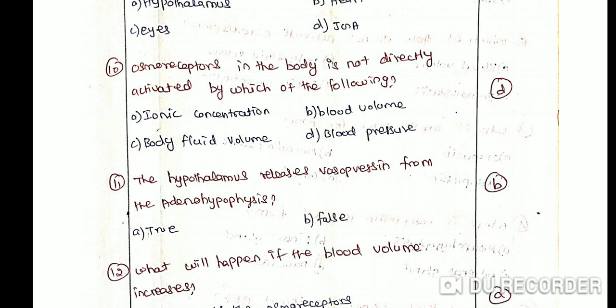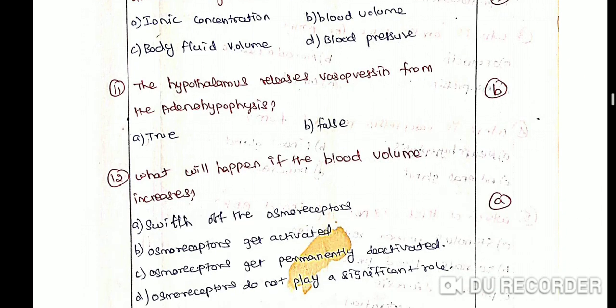Next question. Osmoreceptors in the body are not directly activated by which of the following? Option A ionic concentration, option B blood volume, option C body fluid volume, option D blood pressure. The correct answer is option D blood pressure. Explanation. Osmoreceptors in the body are activated by changes in the blood volume, body fluid volume, and ionic concentration. An extensive loss of fluid from the body can activate the receptors.